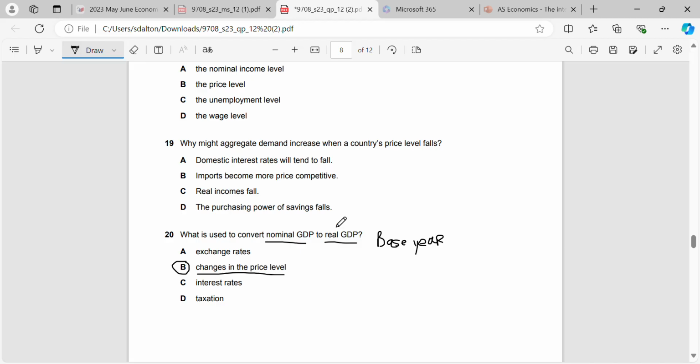Okay, remember, nominal is just the changes in the price alone, assuming for the GDP. Real GDP, we're adjusting for inflation through the changes in the price level. It's nothing to do with exchange rates, with interest rates, or taxation.